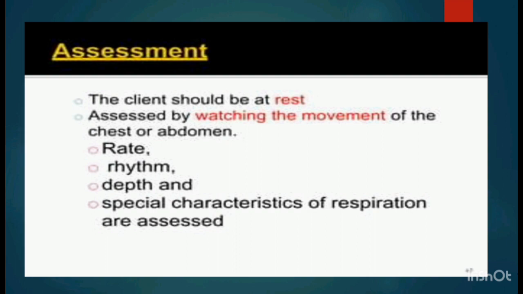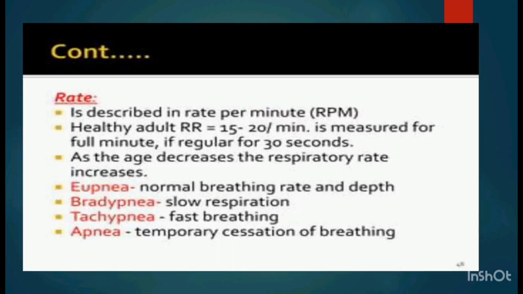During assessment of respiratory rate, the client should be at rest, assessed by watching the movement of chest and abdomen. Rate, rhythm, depth, and special characteristics of respiration are assessed. Rate can be described in rate per minute. Healthy adult respiratory rate is 15 to 20 breaths per minute, measured for a full minute.